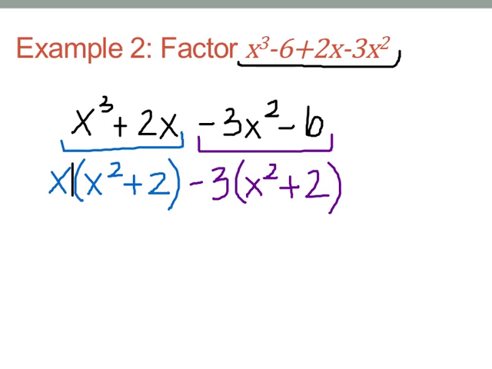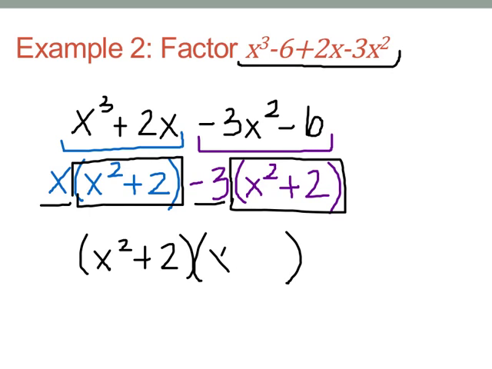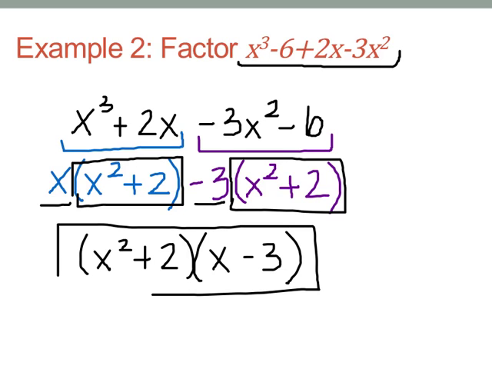We've got x squared plus 2 over here, and x squared plus 2 over here. So we're going to go ahead and factor that out, and then write a product using parentheses of what's remaining. We have an x minus 3 left. So this would be how you write your factors. Done. Now let's see a more challenging example.